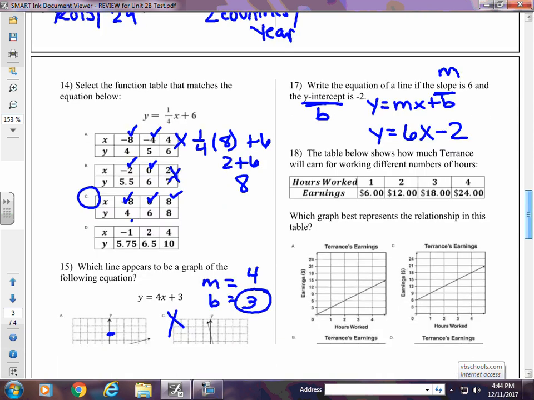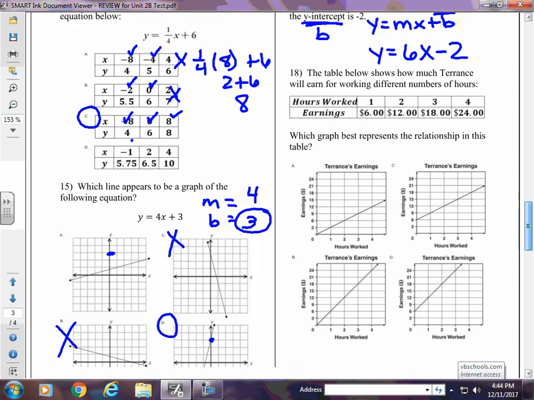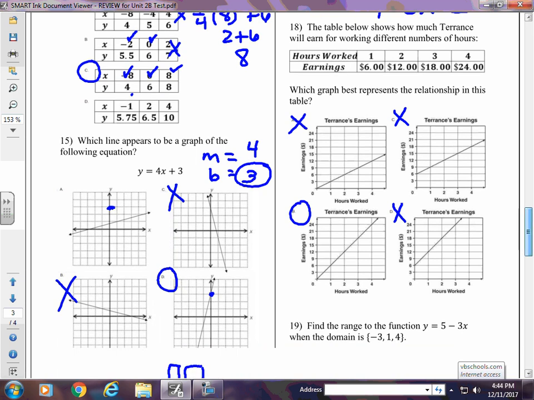All right, for number 18, you have a situation dealing with the hours worked and the money that is made, and you want to pick the graph that corresponds to the table. So for 1 hour, it's making $6, right? Well, in graph A, 1 hour has $3, so that's out. When you go to graph B, it has 1 hour at $6, so that's okay. When you go to C, it's 1 hour at $9, so C is out. And when you go to D, it's 1 hour at $12, so D is out. So letter B has all the right answers, 1 to 6, 2 goes to 12, 3 to 18, and 4 to 24. All of those can be found on that graph.